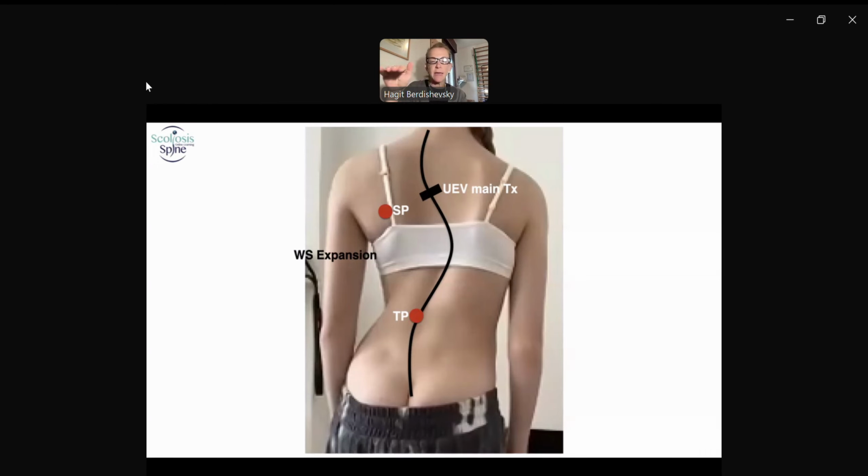Basically, it should be at the same level as the upper end vertebra of the main thoracic, this black rectangle diagonal. And we're starting to explain the correction of 3C and why we are doing what we're going to do.